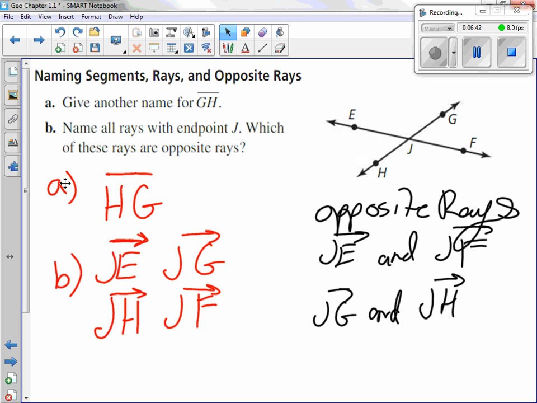So any questions on either one of these here? We good to move to the next slide? Yes? I feel like there's a few still copying. Yes? Okay.